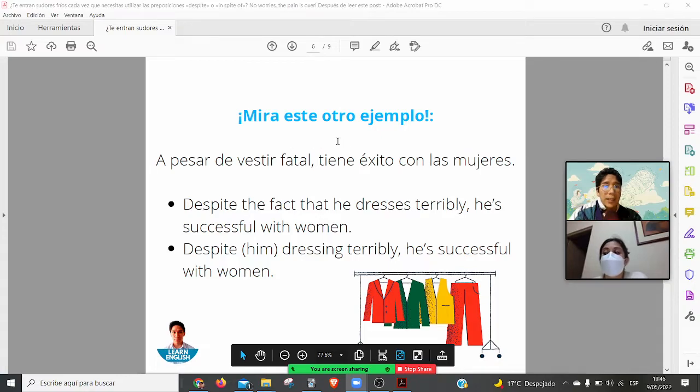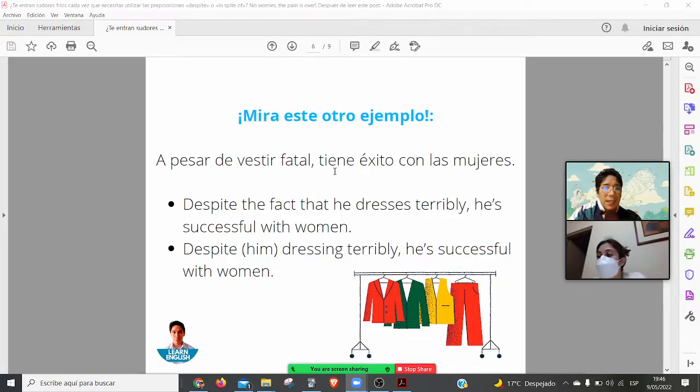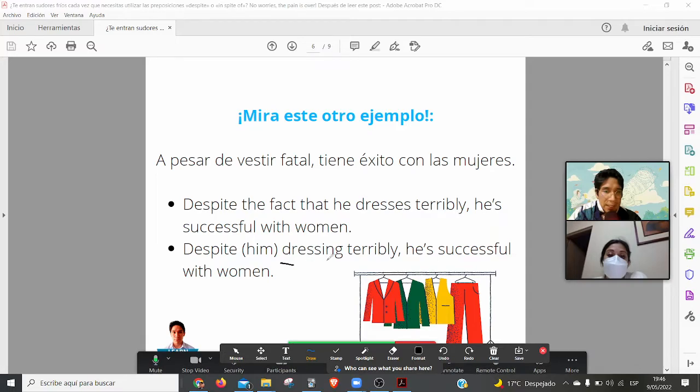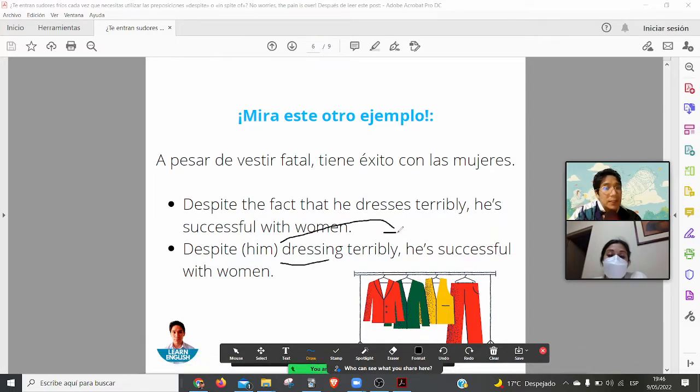Mira este otro ejemplo. A pesar de vestir fatal, tiene éxito con las mujeres. Despite the fact that he dresses terribly, he's successful with women. Despite dressing terribly, he's successful with women. ¿Puedo usar el ing porque se trata de quién? De la misma persona. ¿Ok? Continuemos.